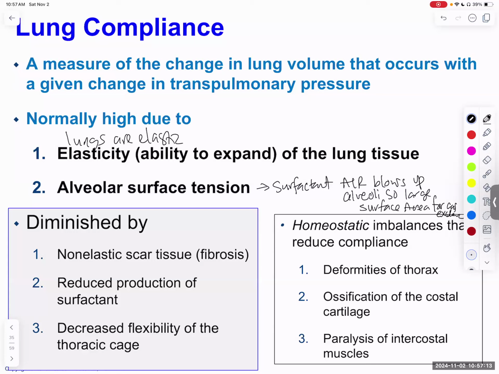What can decrease this? Well, if you have fibrosis or scarring of the lung tissue, then it's not going to be elastic. It's not going to expand. It's not going to contract. You can have a reduction in the amount of surfactant, which increases the surface tension and decreases surface area for diffusion.